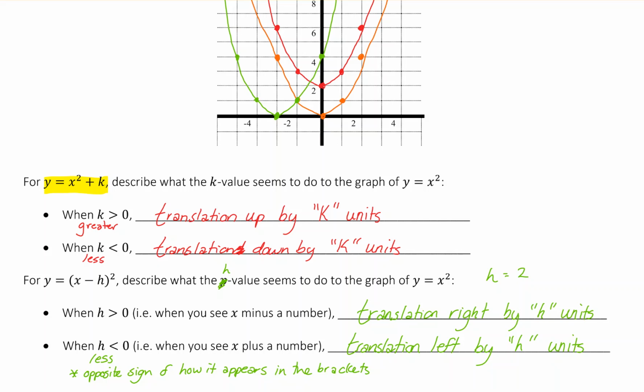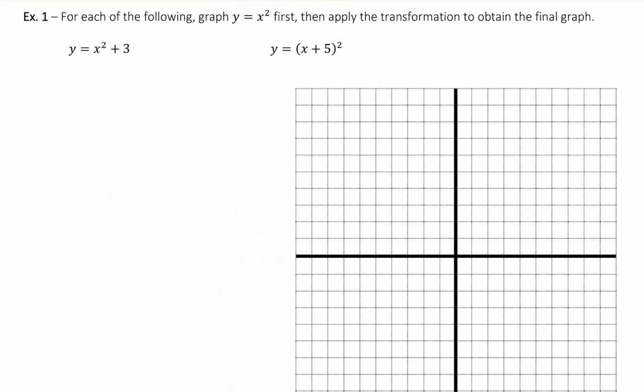Okay, so we have summarized the h and the k transformations. Important to keep these notes handy when doing your work. Take a pause, review that, or when you're ready, move on.